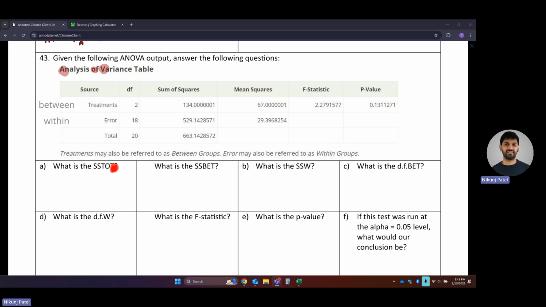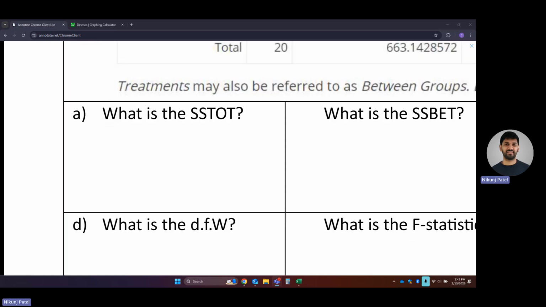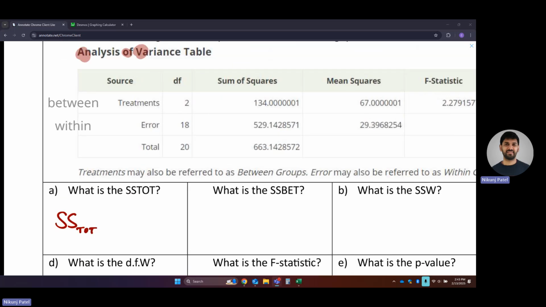So for example, on part A, it says SSTOT. That's written SS, and then the TOT is kind of small, and it stands for total. You'll notice there's a total row as well. So SSTOT goes with the sum of squares. The S and the S stand for sum of squares. So sum of squares total, you match up that row and column, and there it is: 663.14. Of course, there are more decimals there, but I'll just leave it at that.